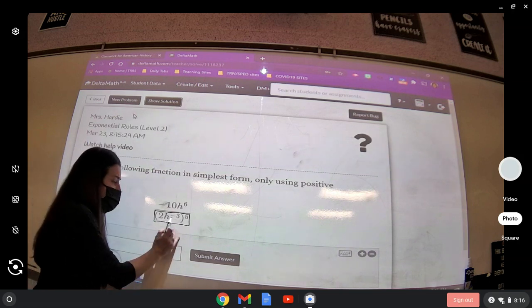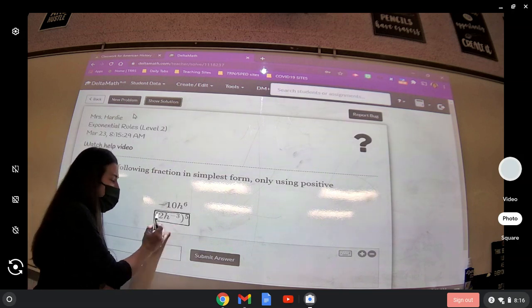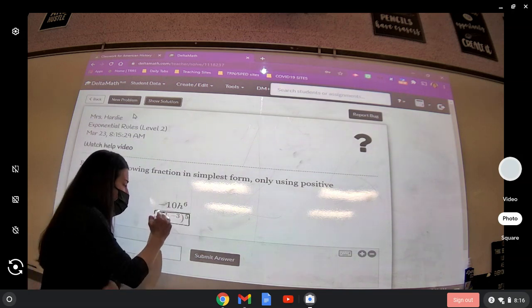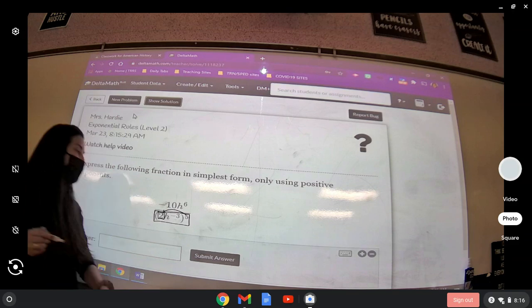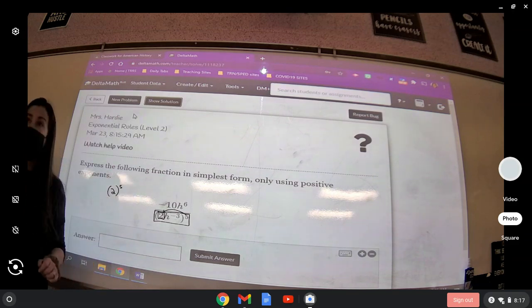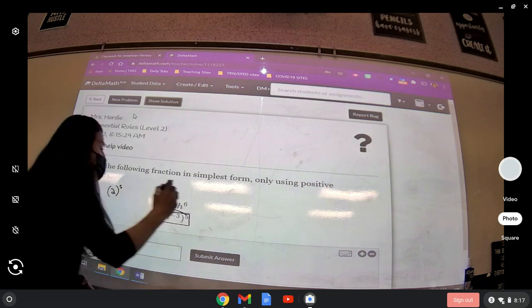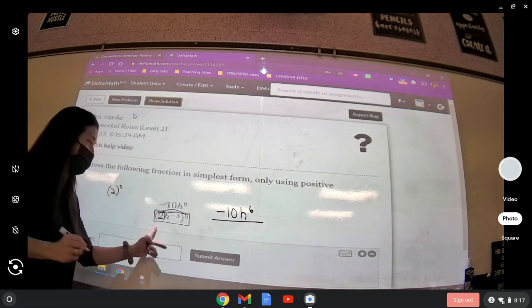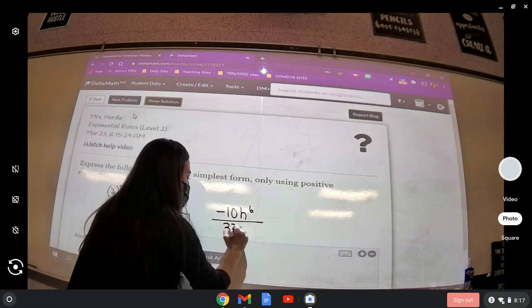So this says, since there's no adding and subtracting inside, everything inside has to get that outside power of 5. So let's do that. So 2 to the 5th. Guys, that's 2 to the 5th, right? 2 is a number. So 2 to the 5th is 2 times 2 times 2 times 2 times 2. That's 32. So now you got negative 10, h to the 6 divided by, that's 32.